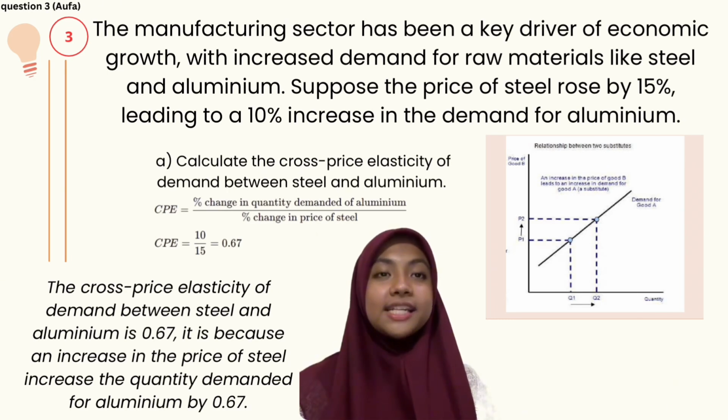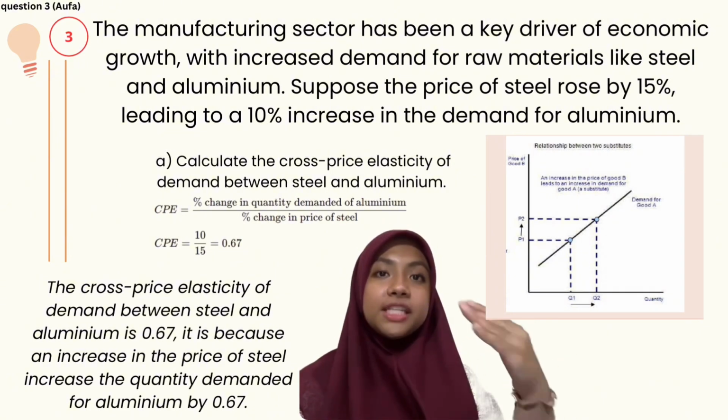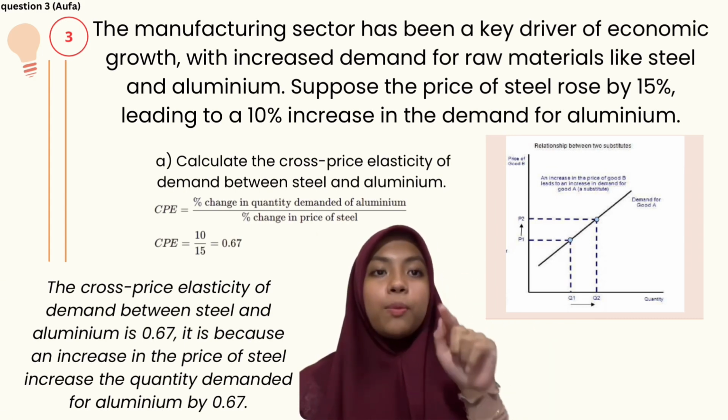The cross-price elasticity of demand between steel and aluminium is 0.67. It is because of the increase in the price of steel and the increase in the quantity demanded for aluminium by 0.67.